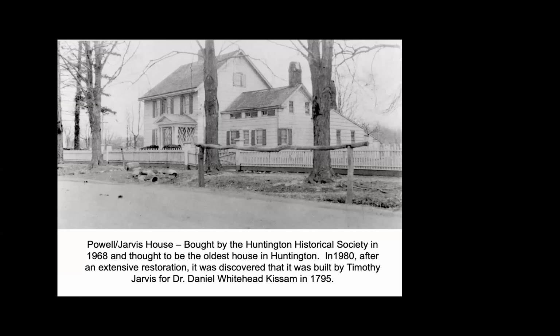Of course, the next house along Park Avenue as you go south or southeast was known as the Powell Jarvis House when it was bought by the Huntington Historical Society in 1968. At the time, it was thought to be the oldest house in Huntington because, again, you see a 1.5 structure there to the south end of it. That was thought to be an early settlement house from the 17th century.